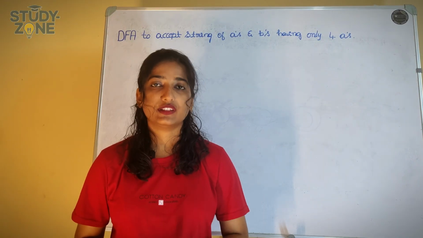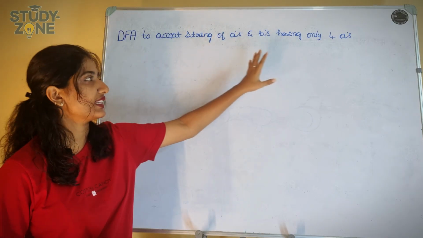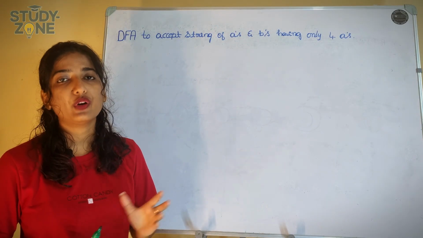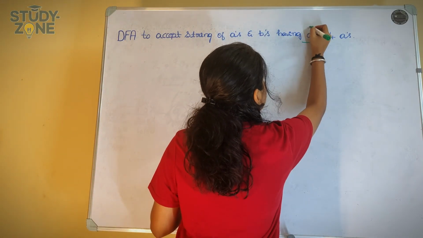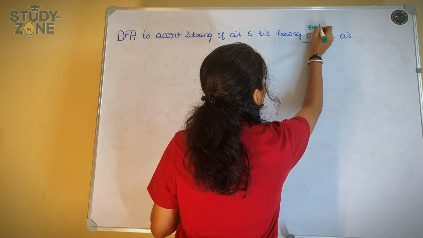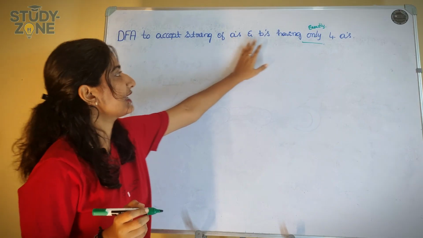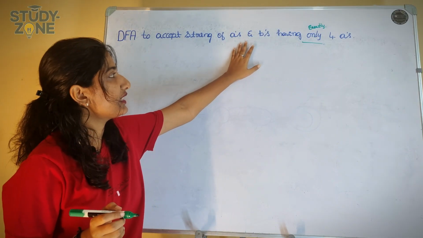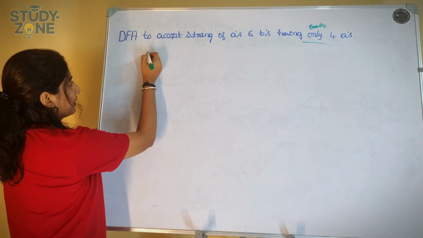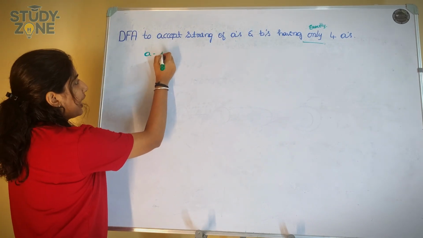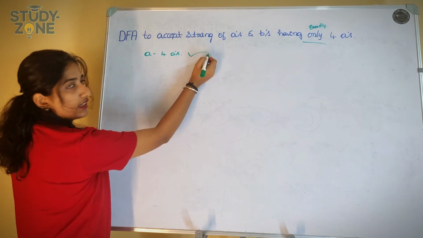Today we are here with a new topic, that is DFA to accept strings of A's and B's having only 4 A's, which means we should have exactly 4 A's. And in the problem we have A's and B's, right? So remember this: we should have only 4 A's. If there are, this one should get accepted.